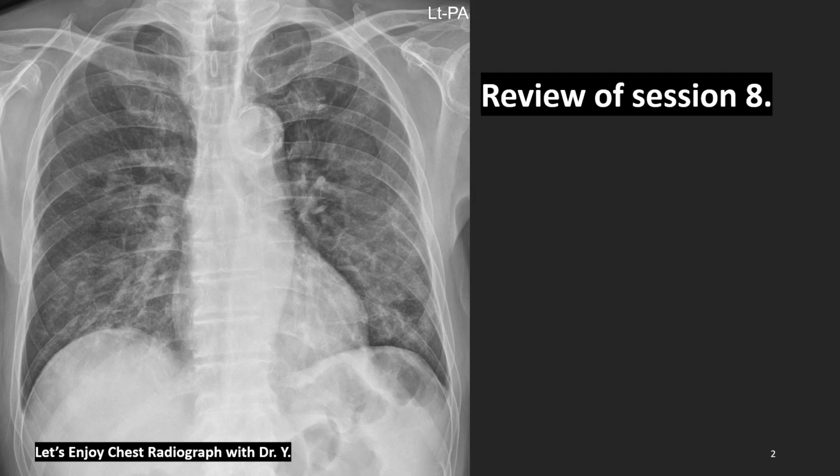Before starting session 9, let's review session 8. What do we see with this film? Yes, ground glass opacity, haziness, bilateral, almost symmetric haziness, more dominant on the lower side than upper side. Yes, this is the usual finding of COVID-19 pneumonia.